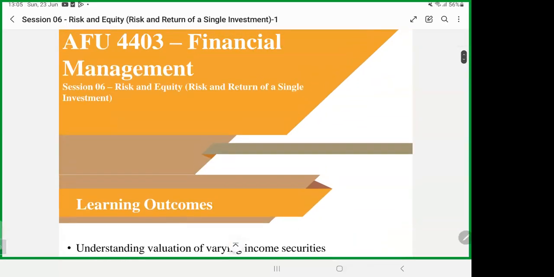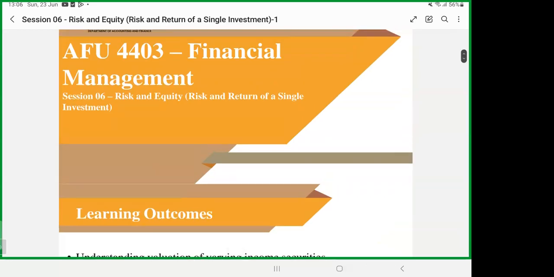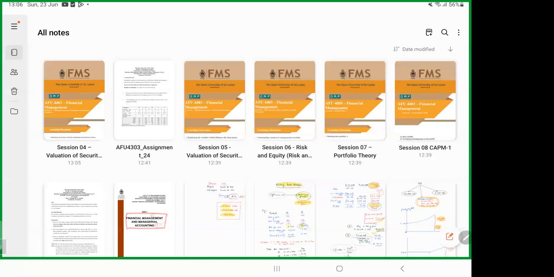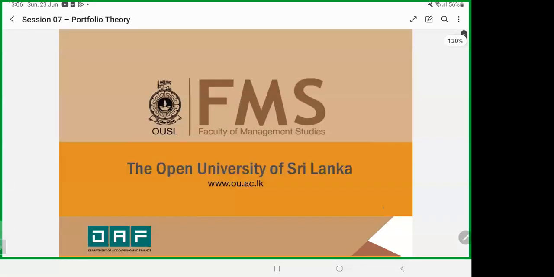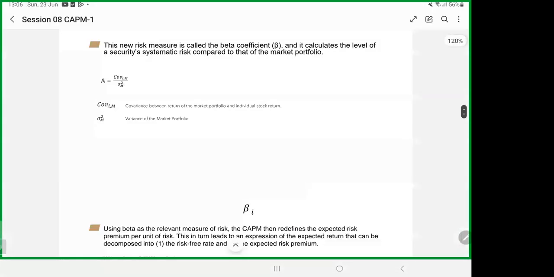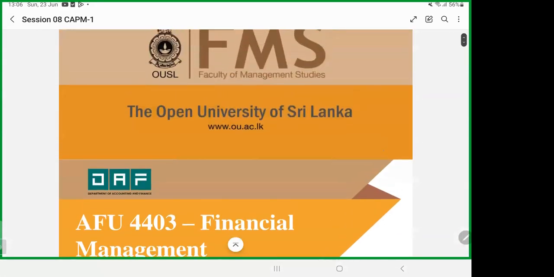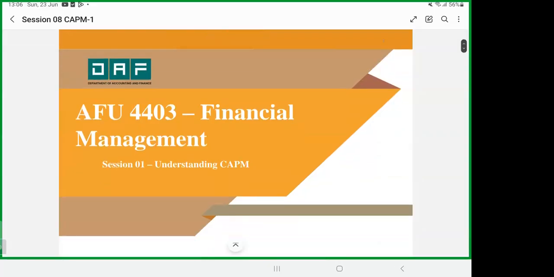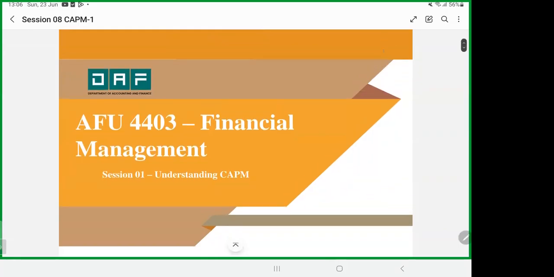After that, we are moving to a risk and return lesson. That also involves more calculations. We are going to learn risk and return of one financial asset and risk and return of a portfolio of assets. Then the capital asset pricing model, CAPM.